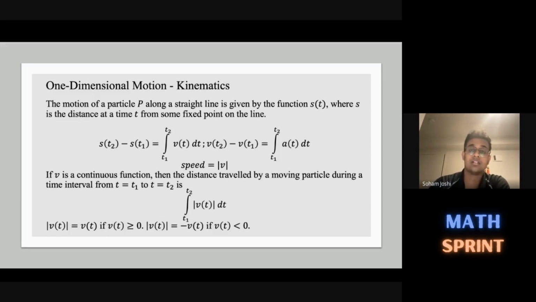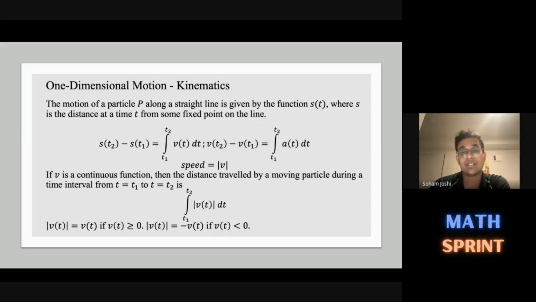Essentially, we have a particle or some body moving along a straight line. There are functions s of t, v of t, and a of t, which respectively represent the displacement from the origin, the velocity, and the acceleration of the particle, all as functions of time. At the top of the slide, you can see essential formulas here.